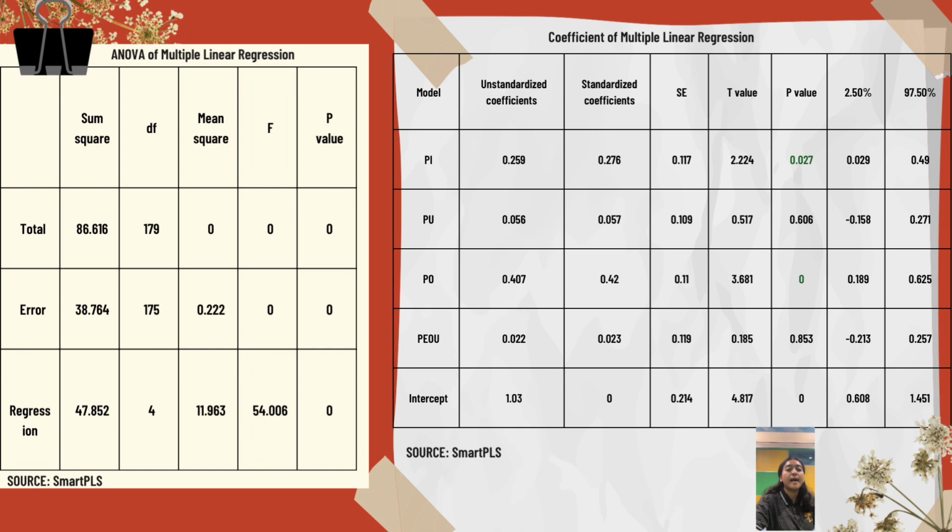The reason why the unstandardized beta shows that perceived optimism has the largest positive value compared to the other independent variables is that it is the most optimistic outlook. Perceived innovativeness was placed as the second strongest predictor, where the unstandardized coefficient is 0.259, the t-value is 2.224, and the p-value was less than 0.05, which is 0.027.